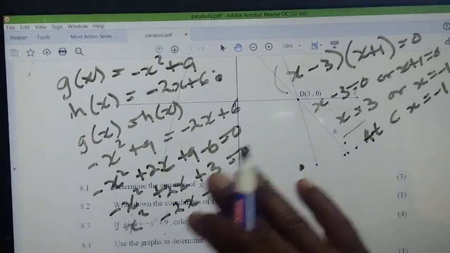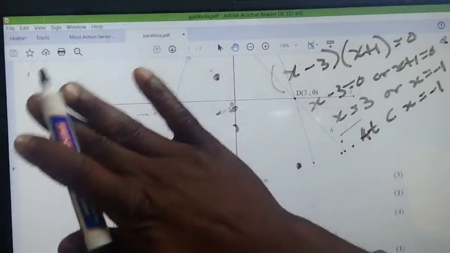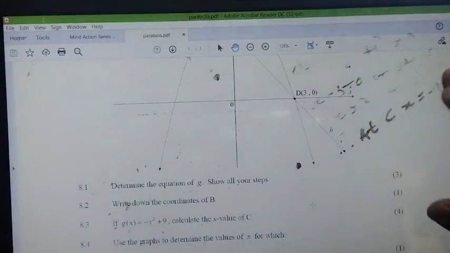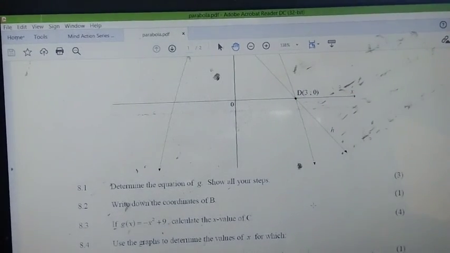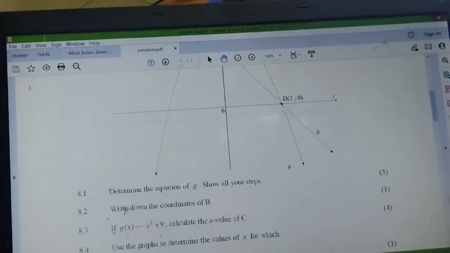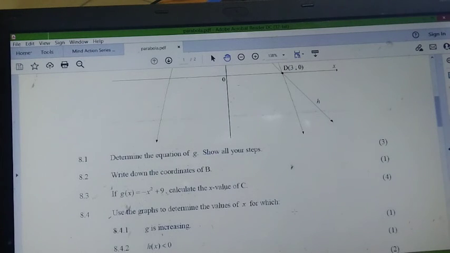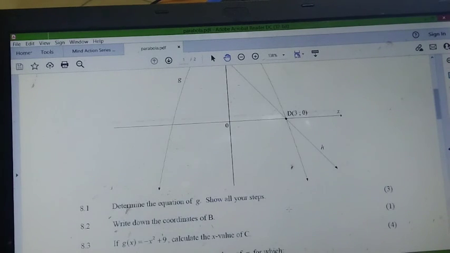8.4. Now 8.4, we are being asked to use the graphs and the information that we have found about the graph according to the questions that we have been asked. All right. Use the graph to determine the values of x for which g is increasing. For which g is increasing.